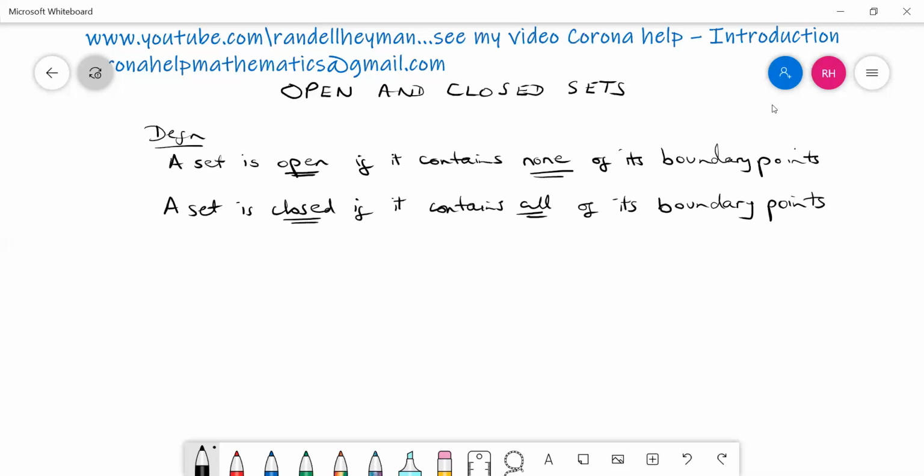Okay, so let's just note open is not the opposite of closed. So let's do an example. This illustrates the point well.